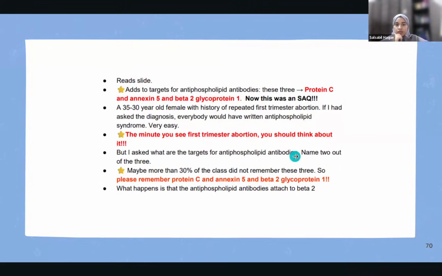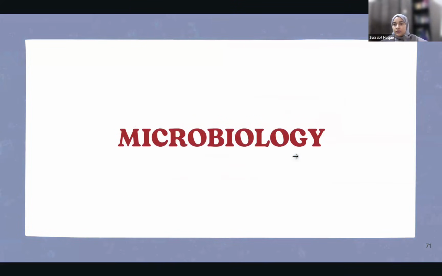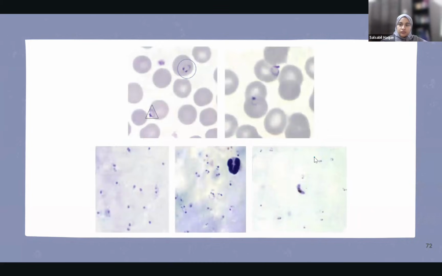Okay? So I think that was the end of Heme Onc. I just have a bit of microbiology, not that much. Okay, let's get started. So what are we seeing here? What disease are we talking about here? The P vivax. Could be vivax, but in general, we're talking about malaria, right?